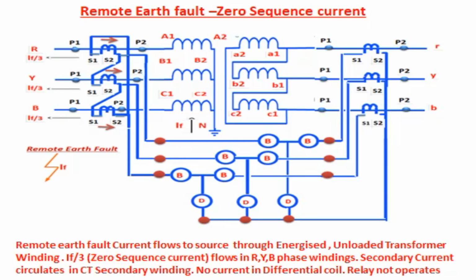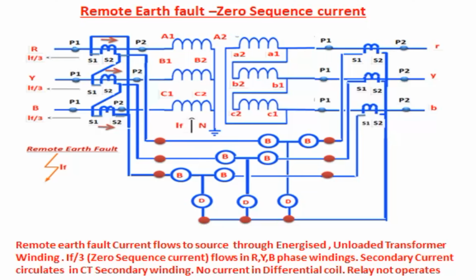Remote earth fault, zero sequence current circulation. Suppose an earth fault comes on the remote side, at some other place. The fault current will circulate to the source through the easiest path. Some current will come to our transformer star winding neutral and go into the source. Suppose the fault current is IF, one third of the current flows in R phase, Y phase, B phase windings. So totally IF current will flow to the system, that is the source.